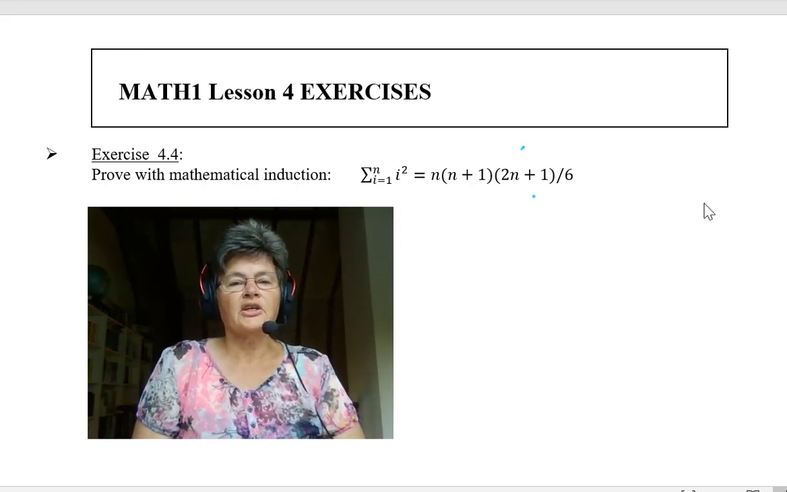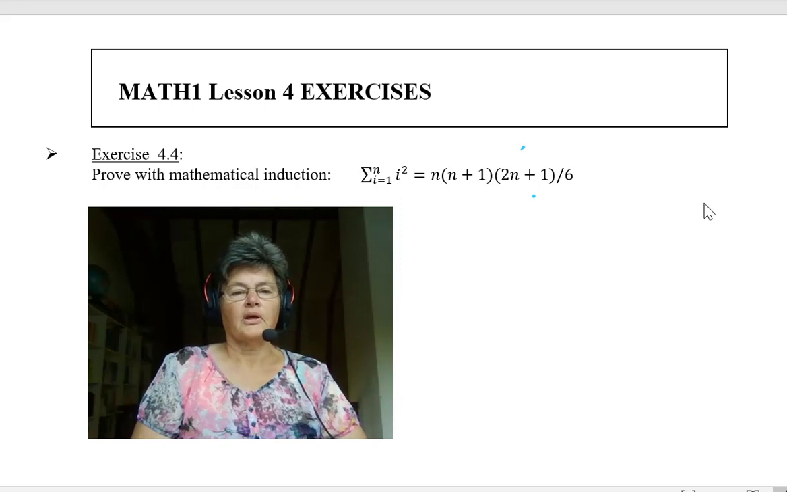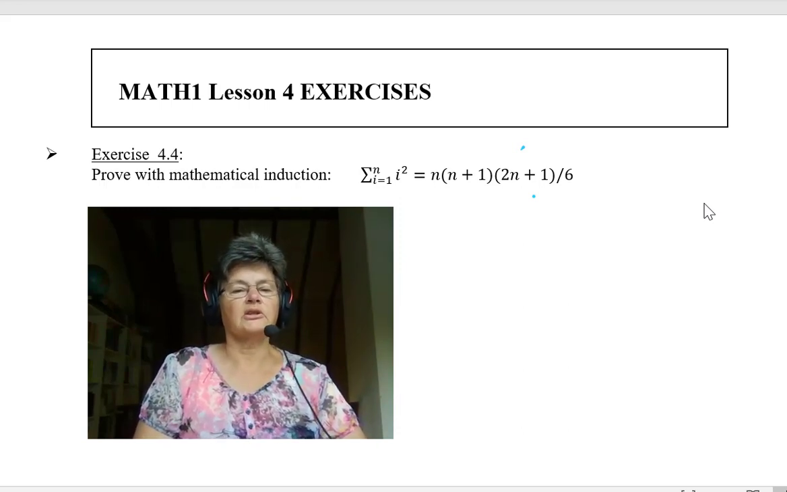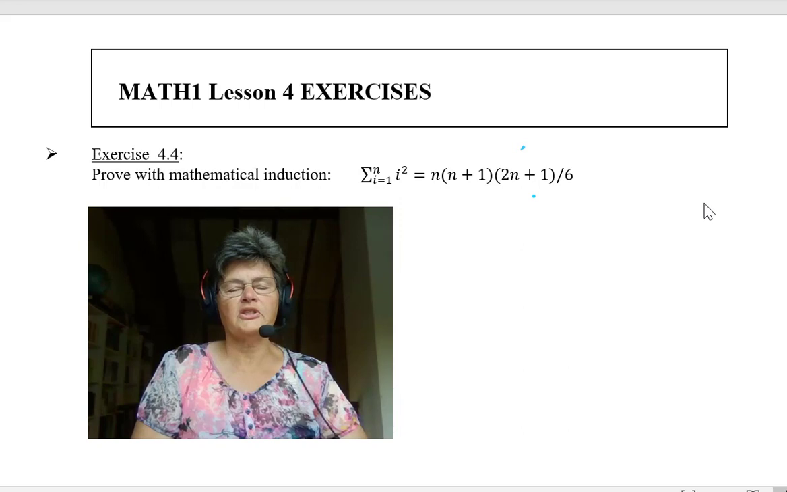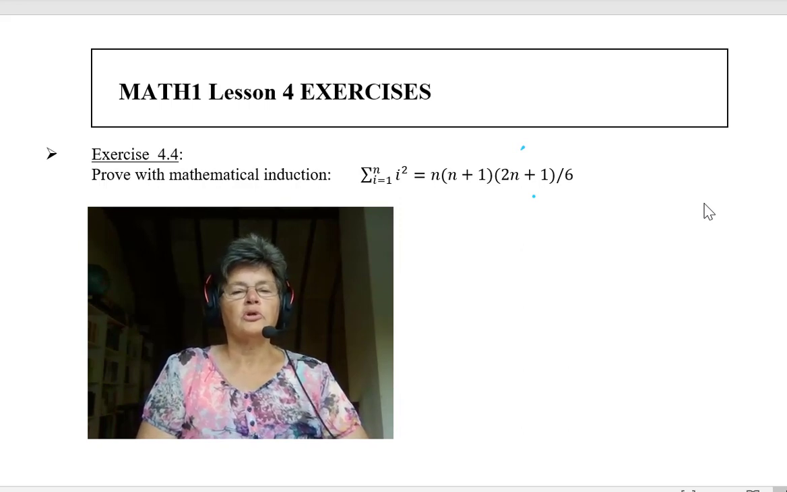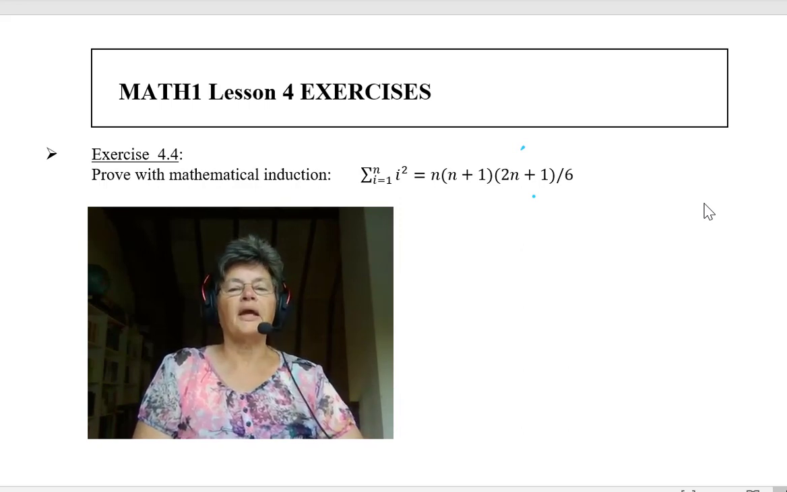Welcome to the exercises of lesson 4. We'll start with an exercise about mathematical induction. This will definitely come at the exam, and just remember there are 2 questions to be answered, 2 parts of the proof to be made.